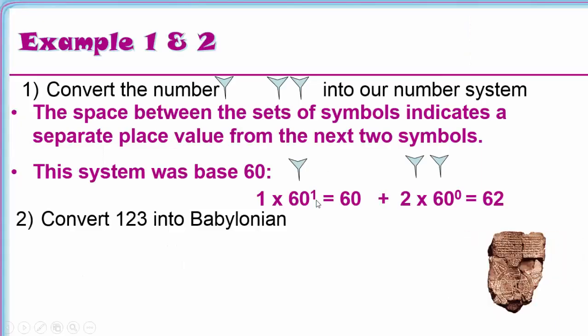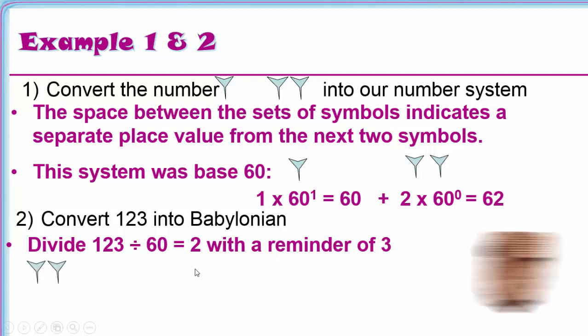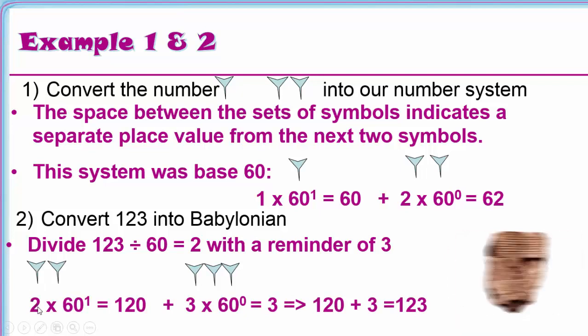In reviewing what we just did on the whiteboard, we divide 123 by 60 in order to get 2 with a remainder of 3. So that means we put 2 ones in the 60s place, and we put 3 ones in the ones place. And that means 2 times 60 will give us 120, plus 3 times 1 will give us 3, so 120 plus 3 is 123.